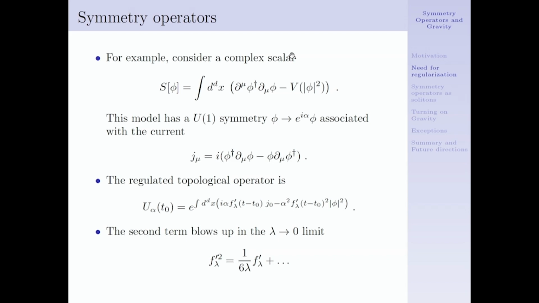Let's consider a complex scalar field. Here we have the action with the usual kinetic term and some potential, which is a function of the absolute value of phi. This theory has a multiplicative U(1) symmetry, and this is the associated current. And I'm claiming that the regulated topological operator that generates this U(1) symmetry is this thing here, where the first term, in the lambda going to 0 limit, gives the usual integral of J0 along space. And the second term is a counter term that blows up in the lambda going to 0 limit, and is needed to remove certain contact terms in the Ward identity.